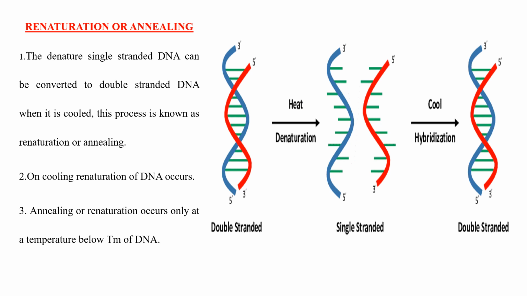So here we can see in the diagram double-stranded DNA is there. When it is subjected to heat, that is denaturation, the double-stranded DNA is converted into two single-stranded DNAs through the break of hydrogen bonds that are present between the two strands. When the single-stranded DNAs are subjected to cooling, then again the hydrogen bonds are formed between the two strands, that is in the base pairs, and the single-stranded DNAs are converted into double-stranded DNA. This process is known as annealing.